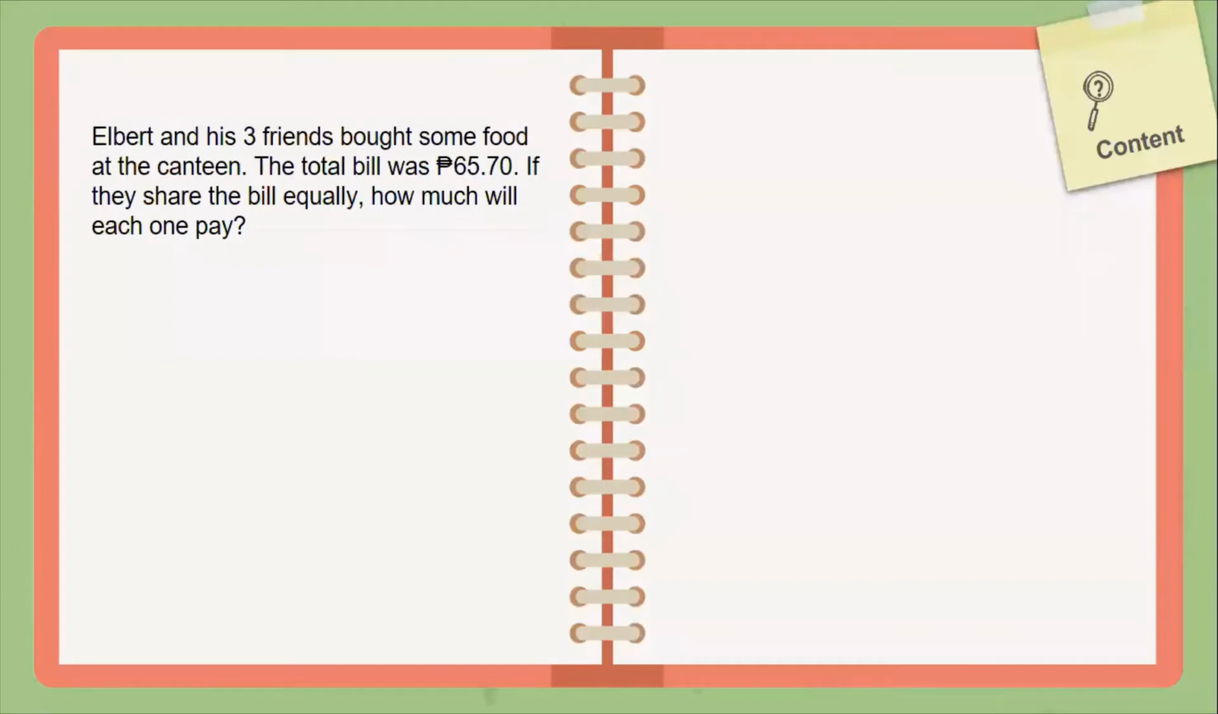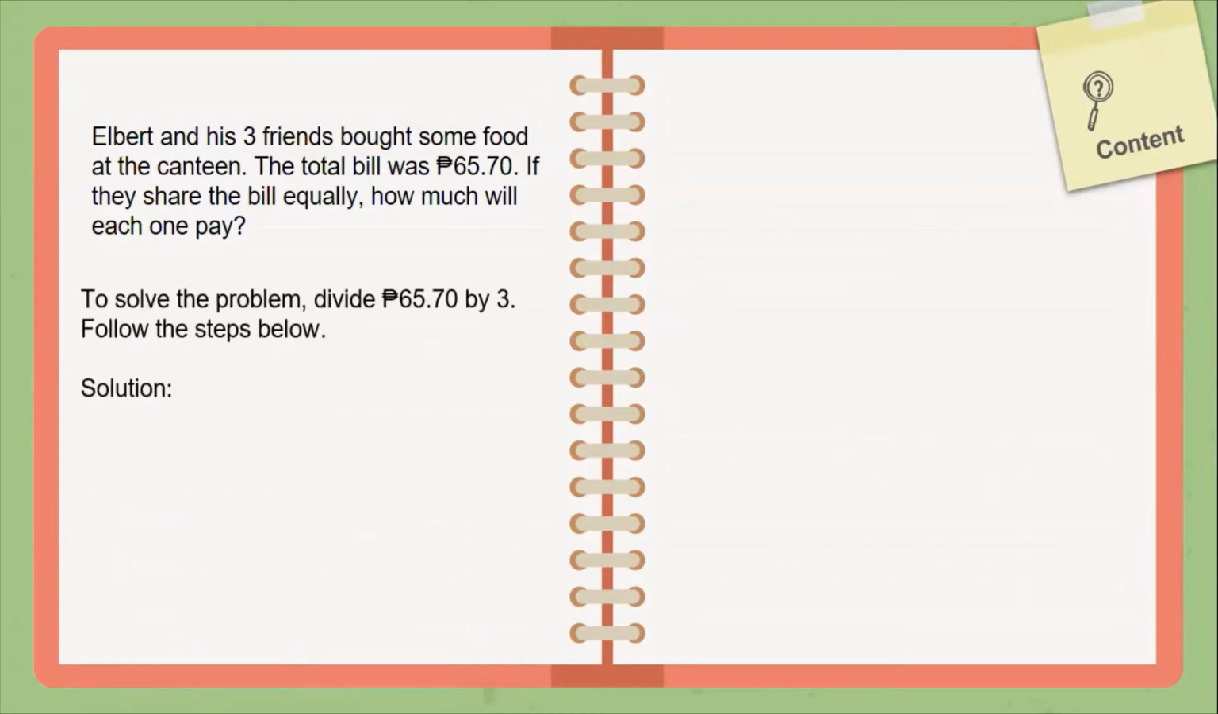Now let us try this example. Albert and his 3 friends bought some food at the canteen. The total bill was 65 pesos and 70 centavos. If they share the bill equally, how much will each one pay? To solve this problem, divide 65 pesos and 70 centavos by 3, and let us follow the steps below.